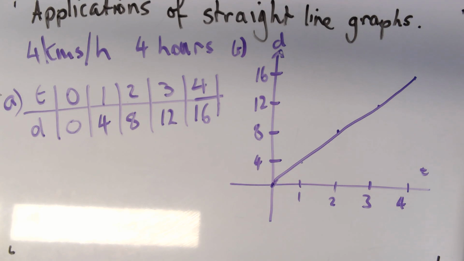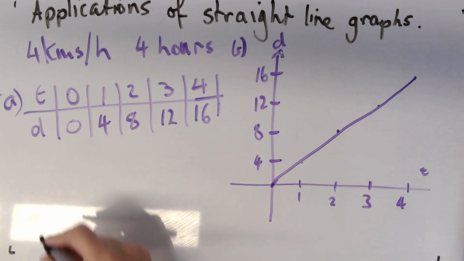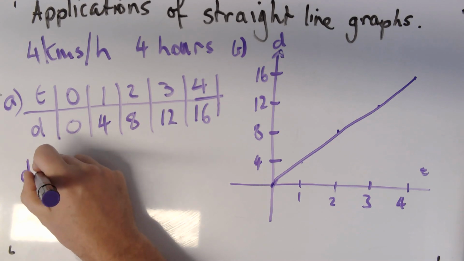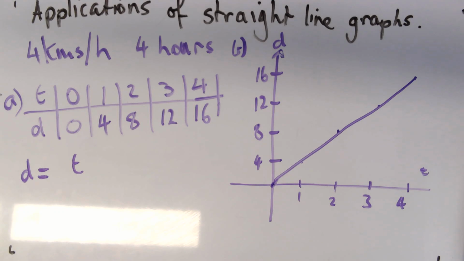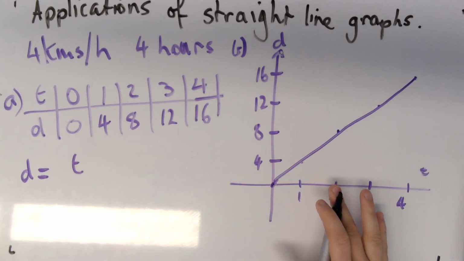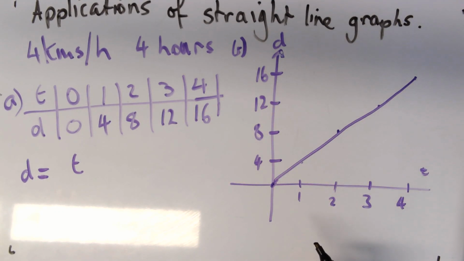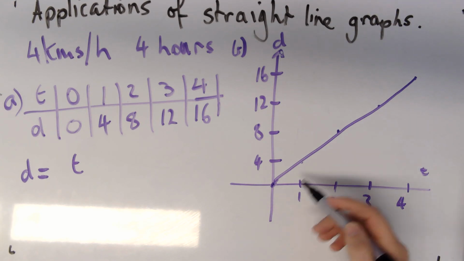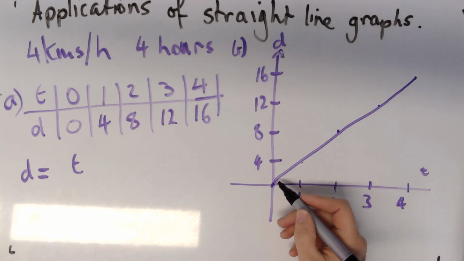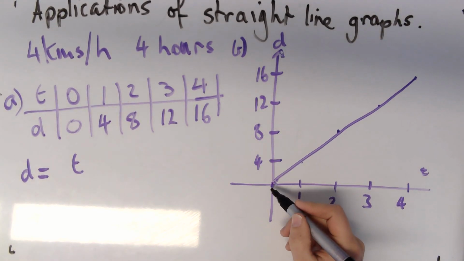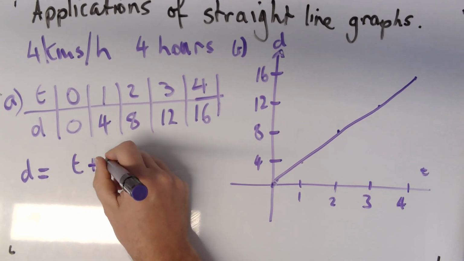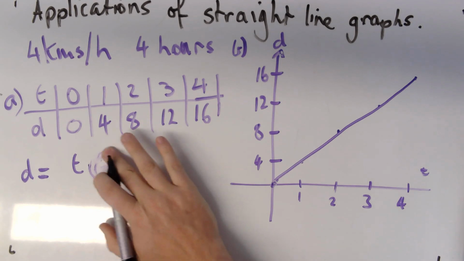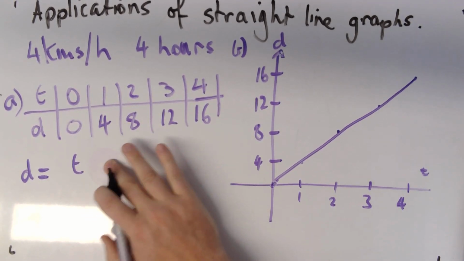For part C, we need to write a rule linking distance with time. So we want D, again, it's not going to be Y. We've got D equals something to do with T. If we look back to our graph here, remember our work with creating equations for our graphs? We look visually and ask, where's my y-intercept? Well, it's here, it's at 0. So my C value at the end would be plus 0, which we don't need to write.